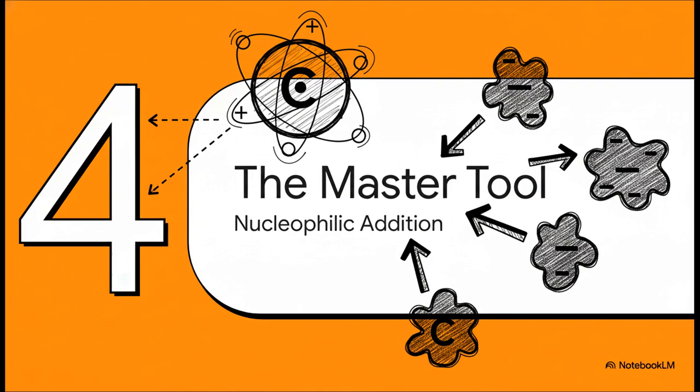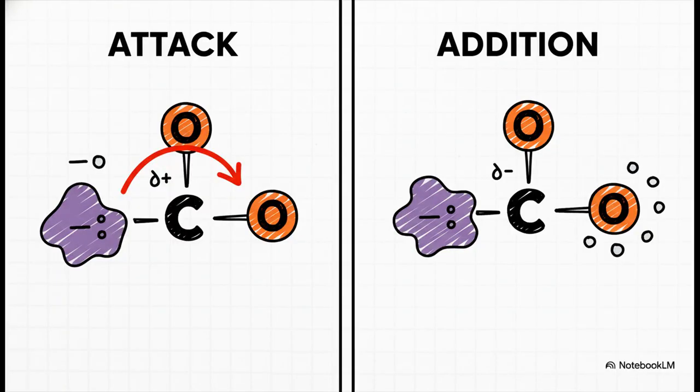All right, time for the master tool in our kit. Remember that electron-deficient carbon atom we talked about? The electron-hungry one? Well, because of that, it's like a magnet for anything that's rich in electrons. And this fundamental attraction, it's the basis for the number one most important reaction for all carbonyl compounds. And that reaction is called nucleophilic addition.